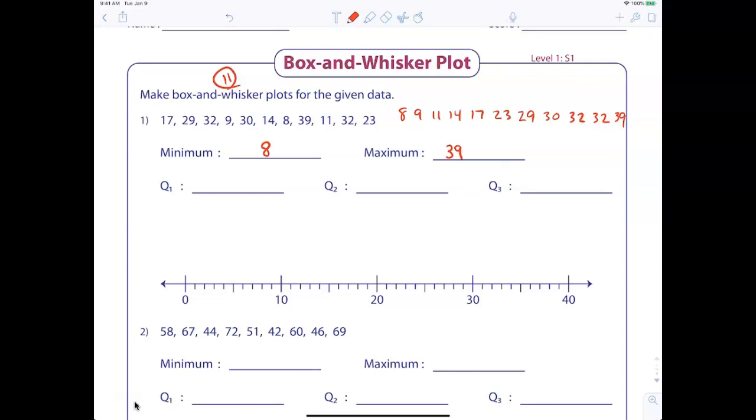Right, now remember, if there's 11, that means 5 and 5. So the 6th number is the number in the middle. That's how I like to do it. I don't like to count front and back, cross out. We're not doing that anymore. If there's 11 numbers, there's 5 and 5. The 6th number is the one in the middle. All right, and the 6th number is what? The 6th number, 1, 2, 3, 4, 5, is 23. So that is the median, which is written for quartile number 2.